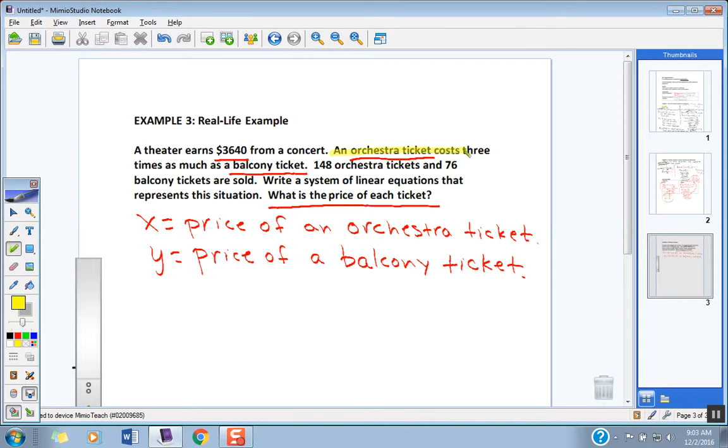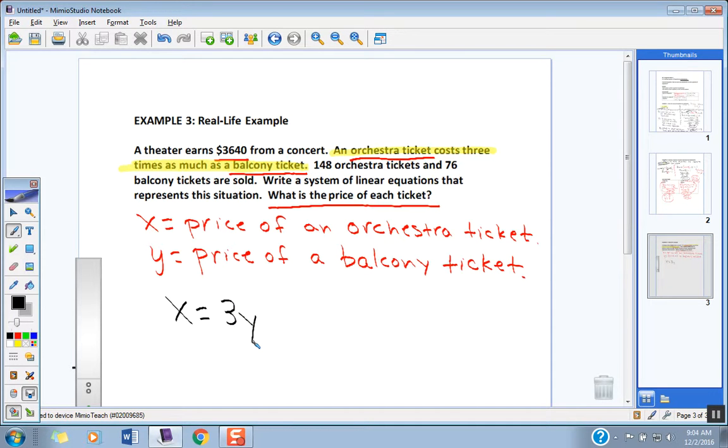It says an orchestra ticket costs 3 times as much as a what? Okay, so if you bought one orchestra ticket, how many balcony tickets could you buy? For the price of one orchestra ticket, you could have 3 balcony tickets. Listen to what I said right here for my first equation. For the price of one orchestra ticket, in other words, 1x, would equal how many balcony tickets? 3. So for one orchestra ticket, you could buy 3 balcony tickets.